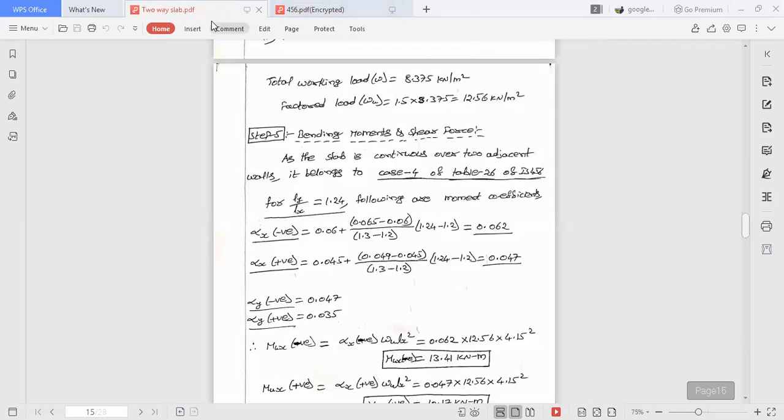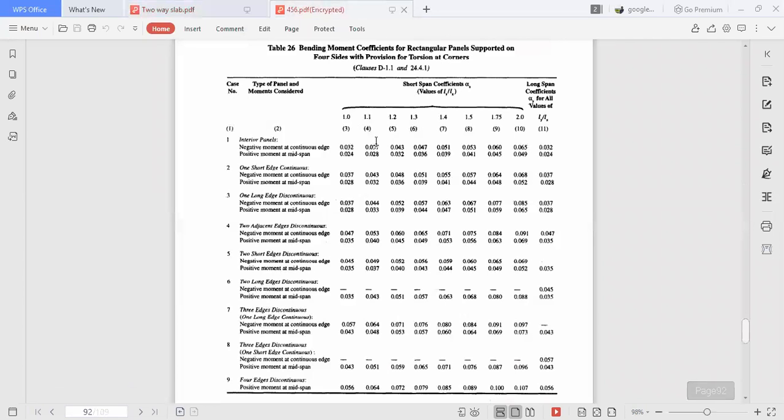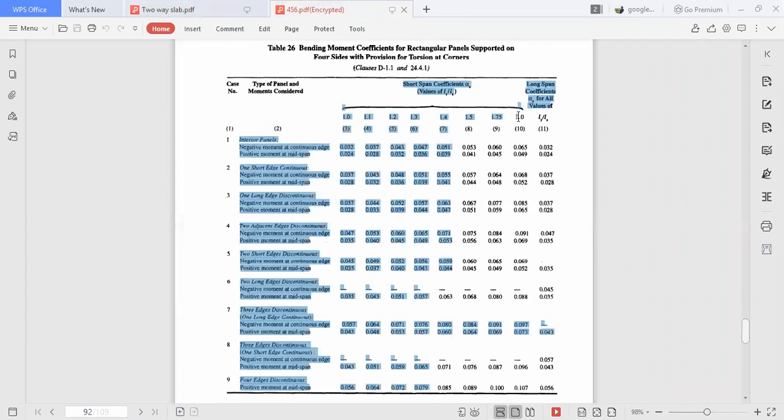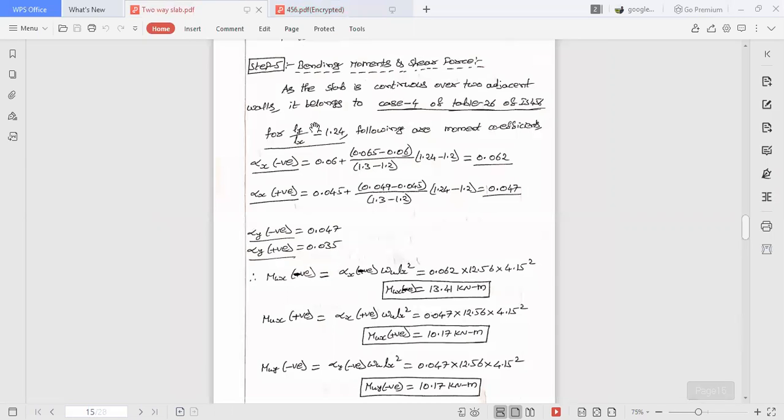Now, from this table, these are all alpha x values from here to here. These are all alpha x values. And the last column, only this last column is alpha y values. For obtaining alpha x value, what are the things required? Ly by Lx ratios. All these are Ly by Lx ratios. And for our case, Ly by Lx ratio is 1.24.